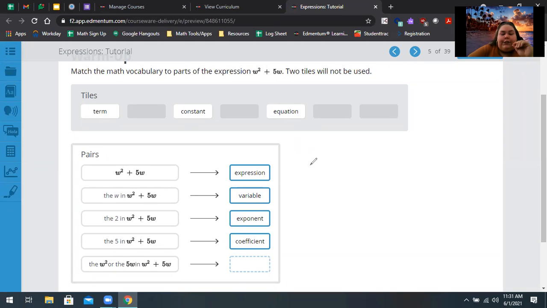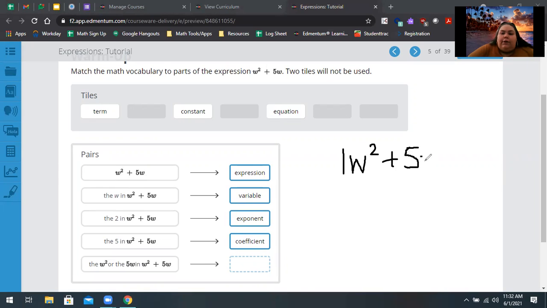There is one more hint that I want to make sure we all remember, is that w squared does have a coefficient as well. The only thing is we don't acknowledge it, or it's there, but it's invisible. So w squared plus 5w can be rewritten as 1w squared plus 5w. So all the variables have some type of coefficient in front of it. But if there's not an actual number listed, it is most likely going to be our invisible 1. So don't forget about that. The w squared, or the 5w.